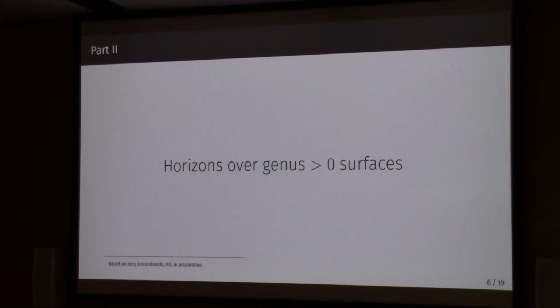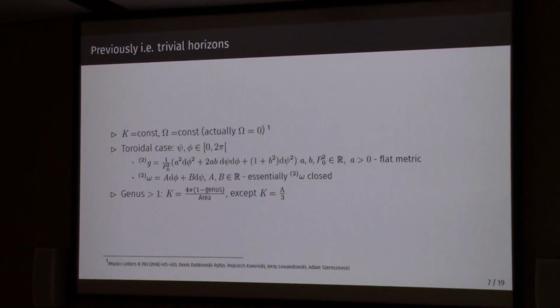Okay, so first I'll talk about the horizon sections such that the genus is higher than 0. So this case has been partially studied without any reference to the bundle structure, which in the language of my talk means that the bundle was a trivial one. So it was shown that both k and omega have to be constant, and actually that capital Omega has to be further 0.